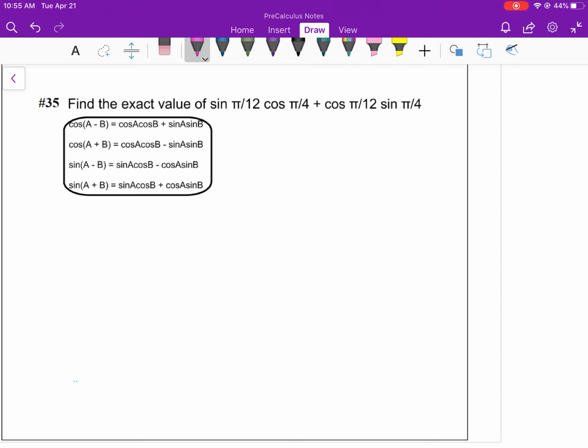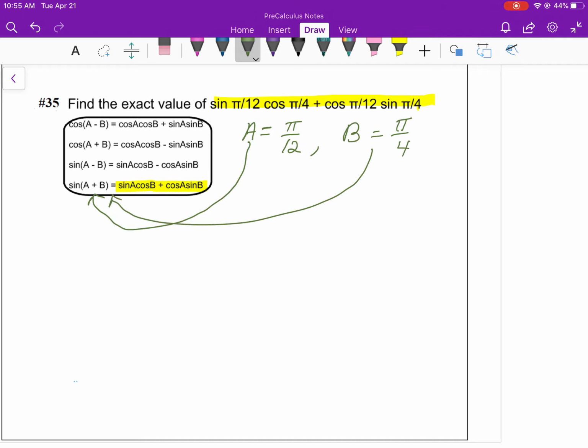So basically, they're giving you this. So it's sine, cosine, plus cosine, sine. And that is this right here, sine, cosine, cosine, sine. So that tells me that my A is pi over 12 and my B is pi over 4. And if I take those and I plug them back in there and there, I'll be able to work backwards to get my angle.